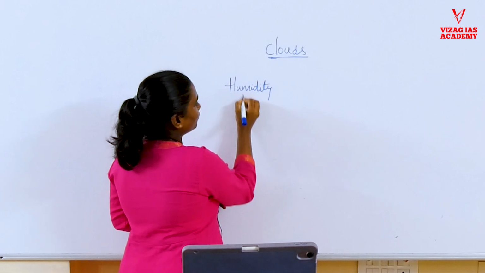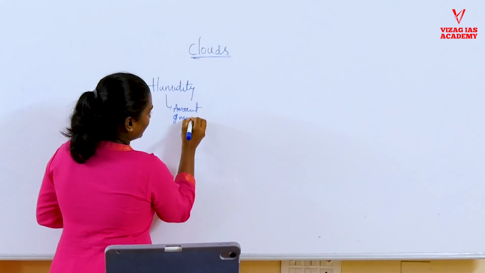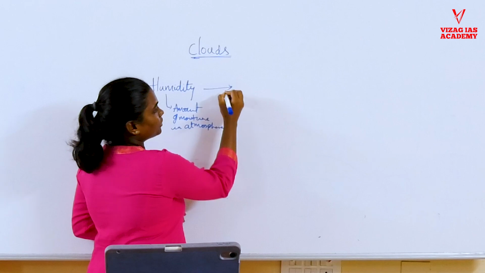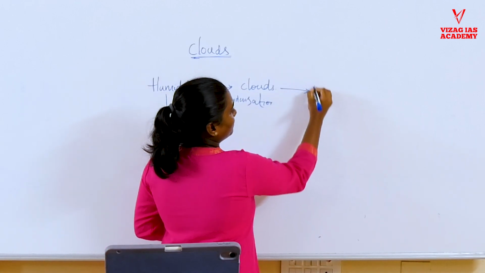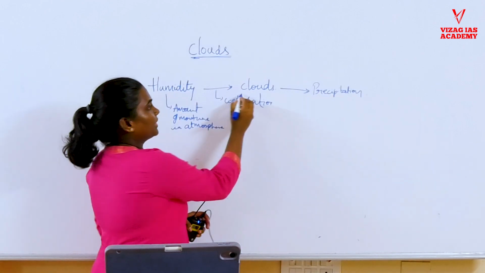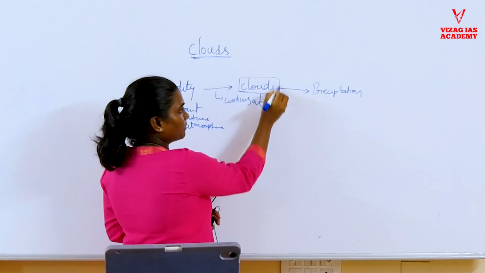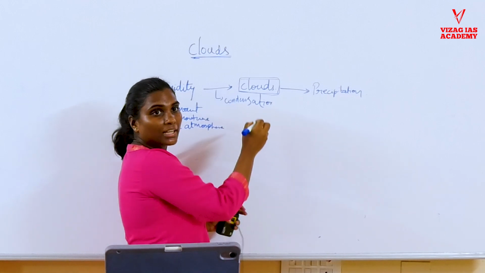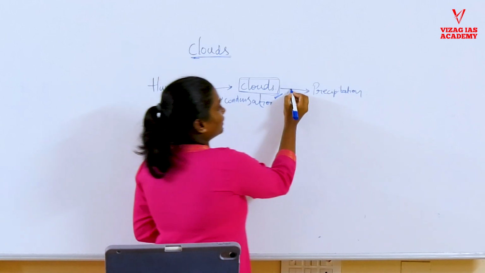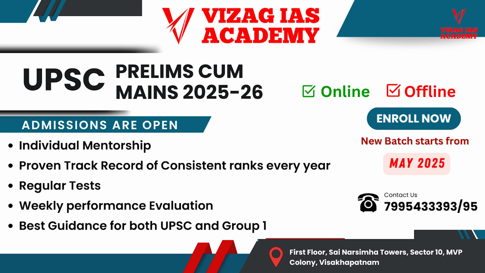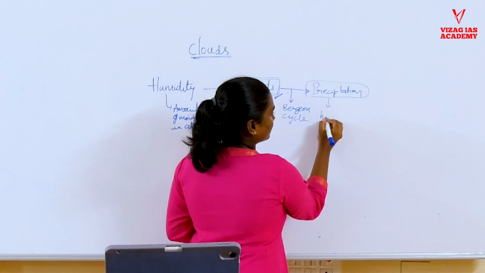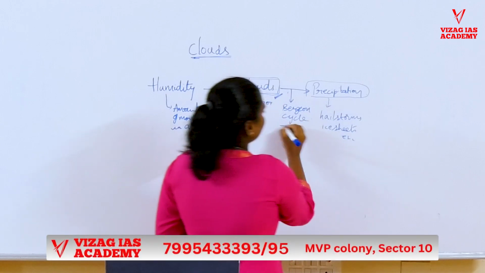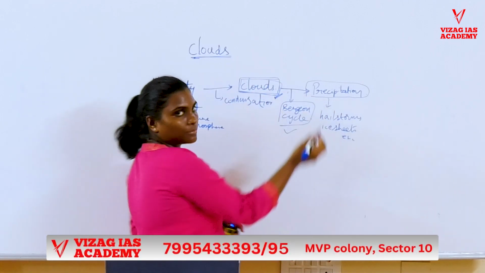First, humidity. Humidity means the amount of moisture in the atmosphere. It leads to the formation of clouds by condensation and it leads to precipitation. One thing you have to remember is that every rainfall occurs from a cloud, but not every cloud gives rainfall. These clouds can lead to precipitation under the Bergeron cycle. In precipitation, there are different forms, for example, hailstorms, ice sheets, etc. This Bergeron cycle converts the clouds to the precipitation form.